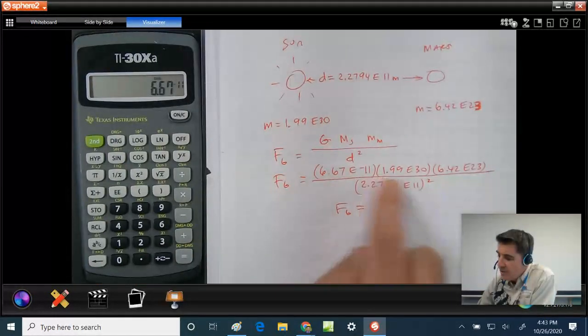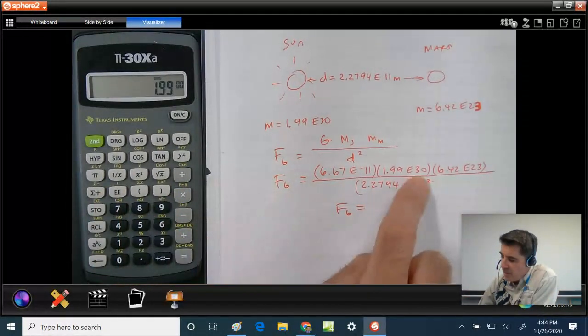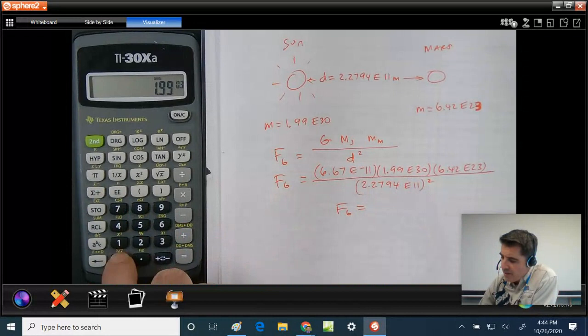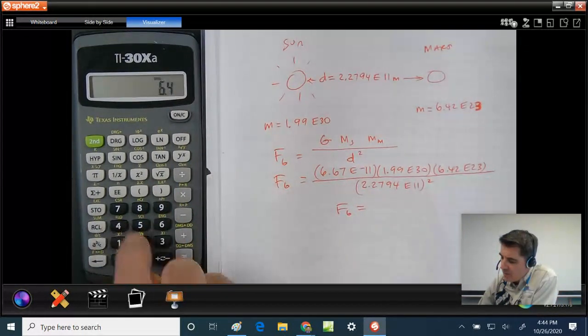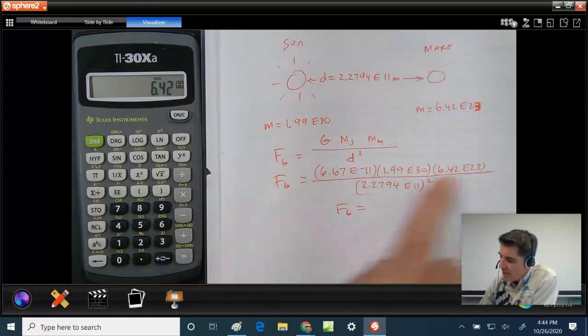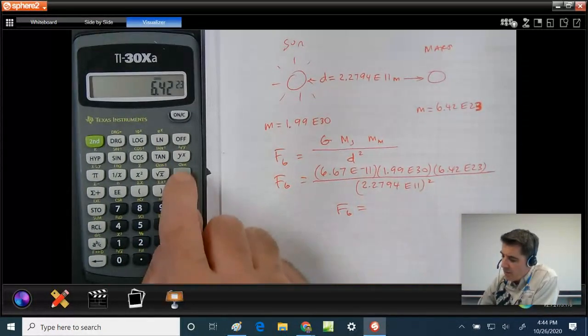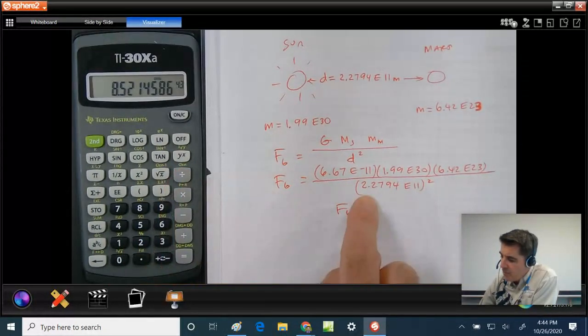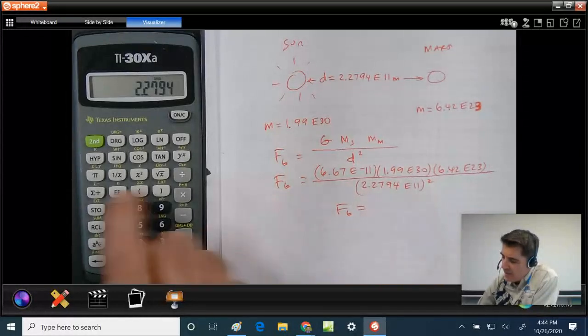Order of operations, timesing is fine. So times 1.99 EE 30, and that's the mass of the sun, times 6.42 EE 23. Order of operations says I could just divide that, no problem. Divided by 2.2794 EE 11.